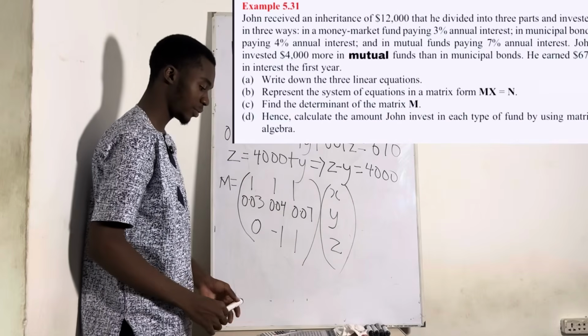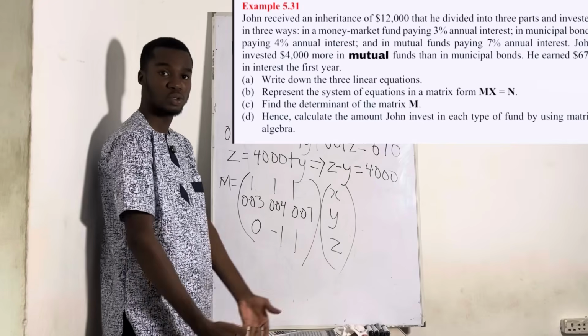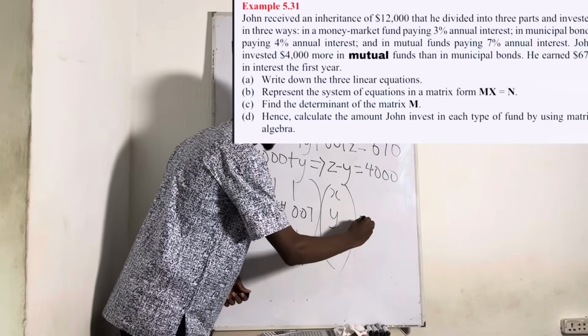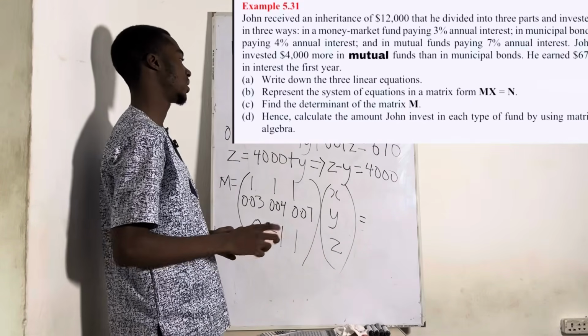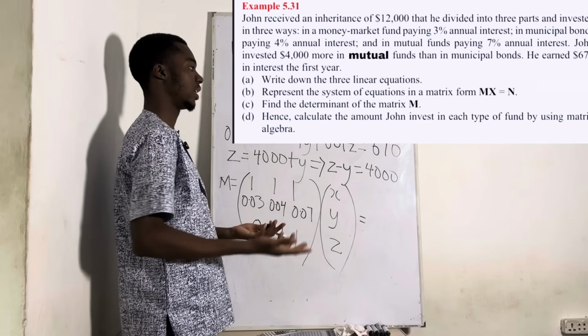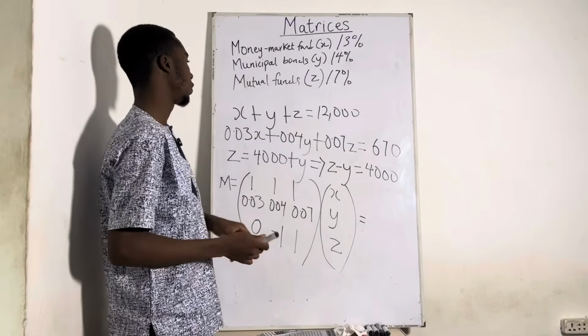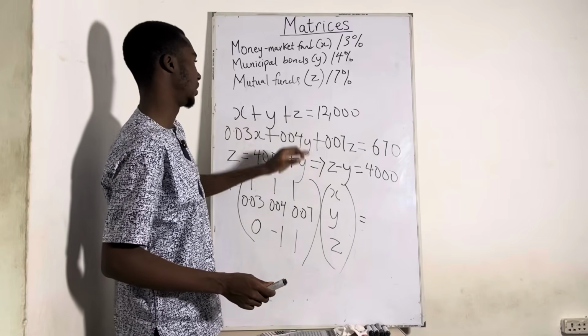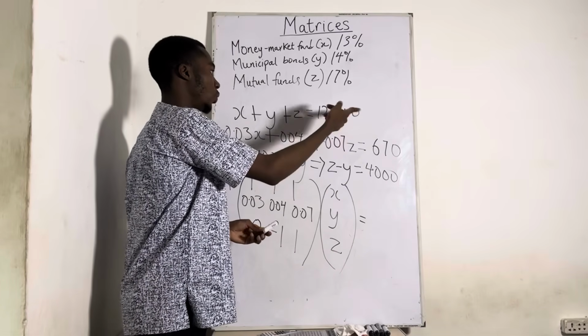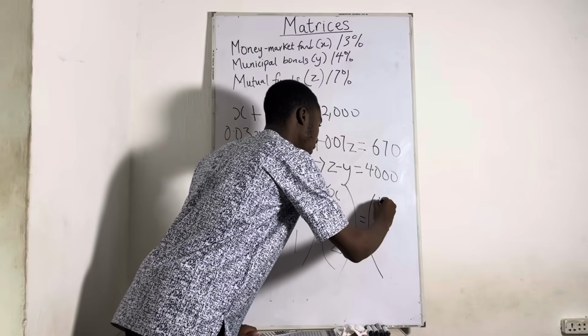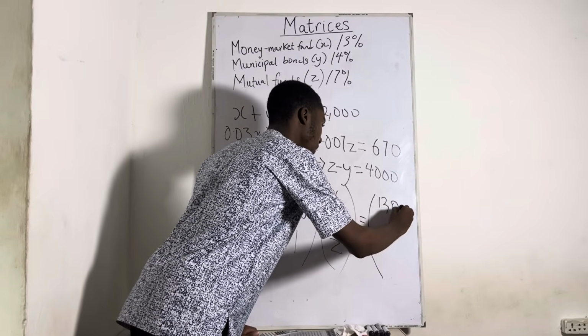But the question says we want it in the form MX = N. Now what is N? N is just the constants after the equal sign, the numbers after the equal sign for each equation. So for x + y + z, the number after the equal sign is 12,000. So into brackets, 12,000.